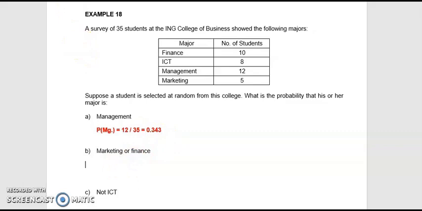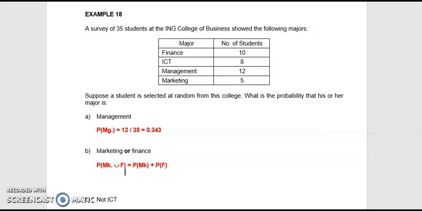Okay, B. What is the probability that the student is from marketing or finance? So here we want to find the probability of marketing, let's say marketing, I just put MK, or you can put the union sign, finance, let's say finance, I put it as F. So this is equivalent to the probability of marketing plus finance.